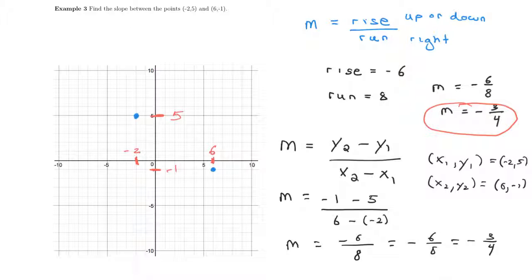So both of these methods are completely okay. I mean, the formula is nice just because you don't have to actually count on your graph. But here our slope was -3/4, and the negative meant that the line was decreasing.